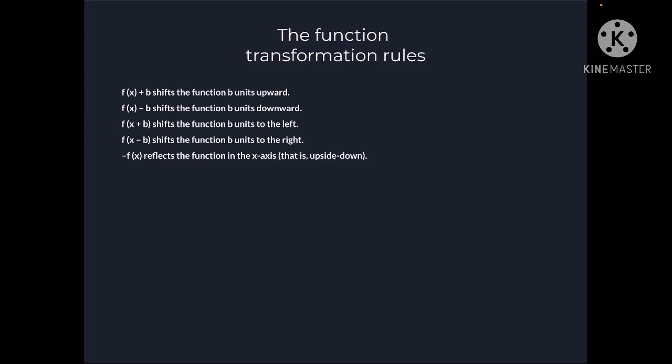And if it is negative f of x, it will reflect the function in the x-axis, which is upside down. For example, if it is negative f of x, then the graph will be reflected upside down.